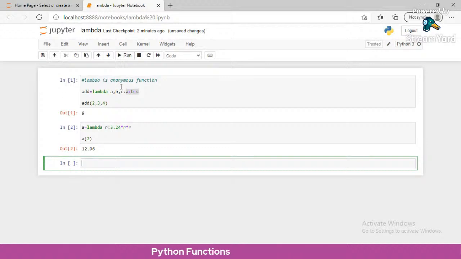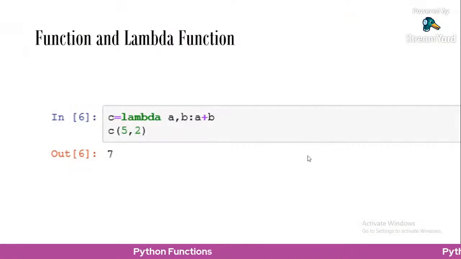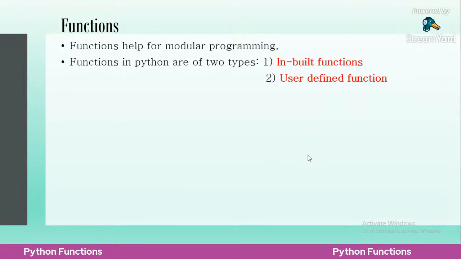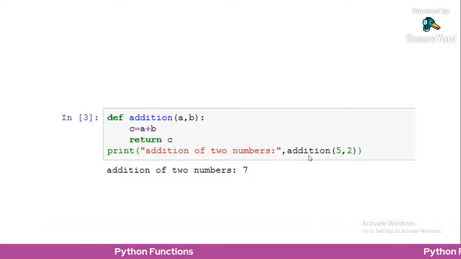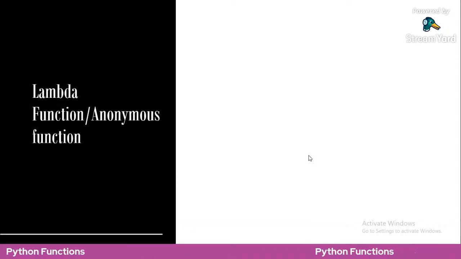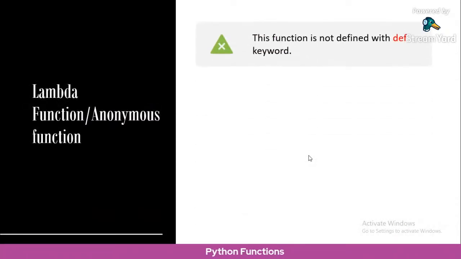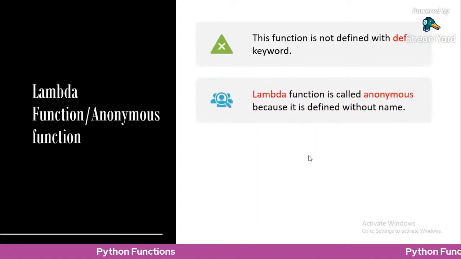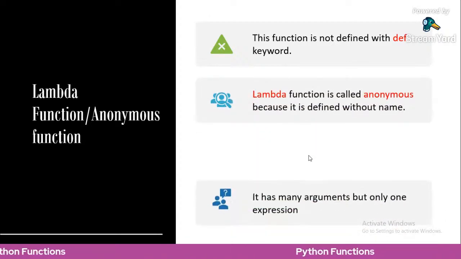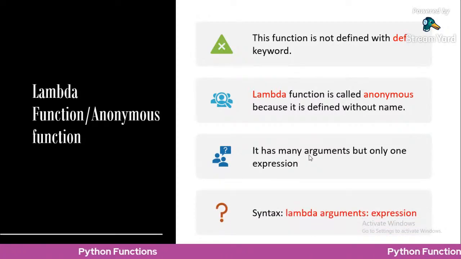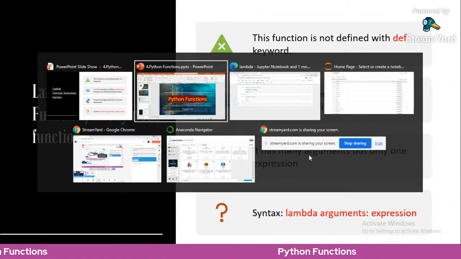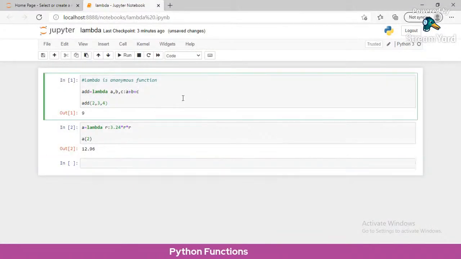Okay, so we have seen two things in this particular lecture, function and lambda function. This is about a function. We have discussed the user defined function, and after the user defined function we have moved towards the lambda function, which is also called an anonymous function. So this is with the def keyword and without the def keyword. This doesn't have any name. It has many arguments but only one expression, and the syntax is lambda arguments, and you have to write the expression. So I think you have understood how we can write the lambda function.